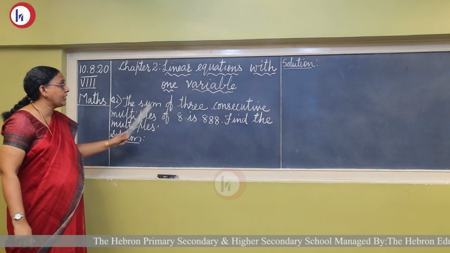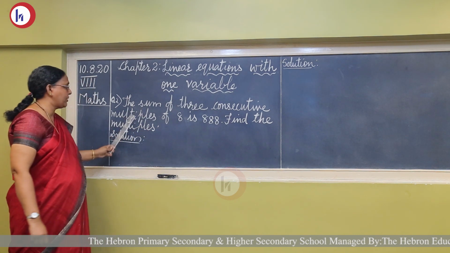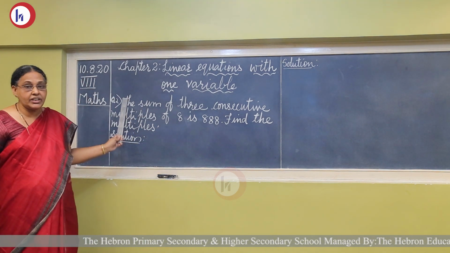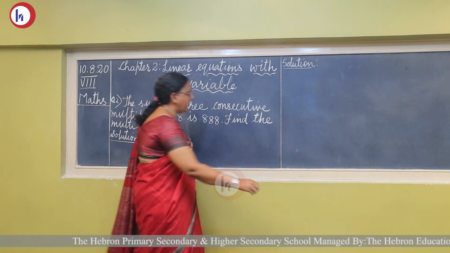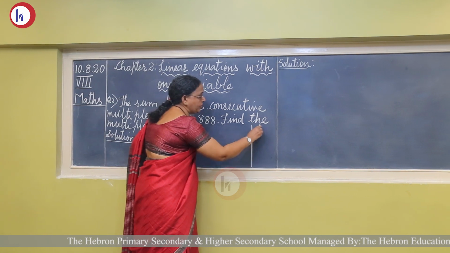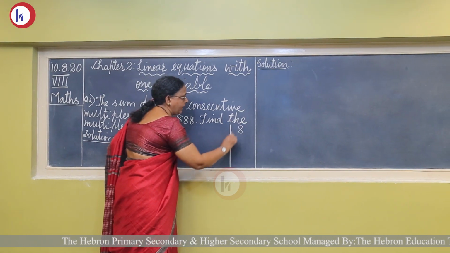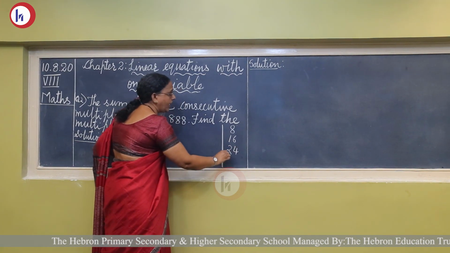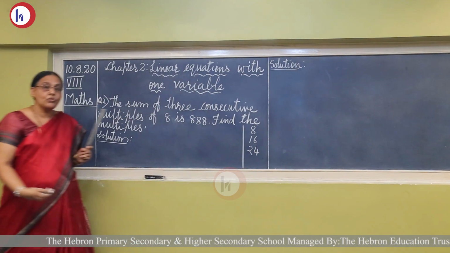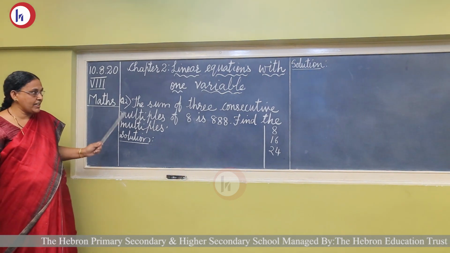First you should know what consecutive and multiples are. In your small classes you have learned what multiples and factors are. Multiples here means multiples of 8. 8 ones are 8, 8 twos are 16, 8 threes are 24, and 8 fours are 32, and it goes on. That we call multiples.